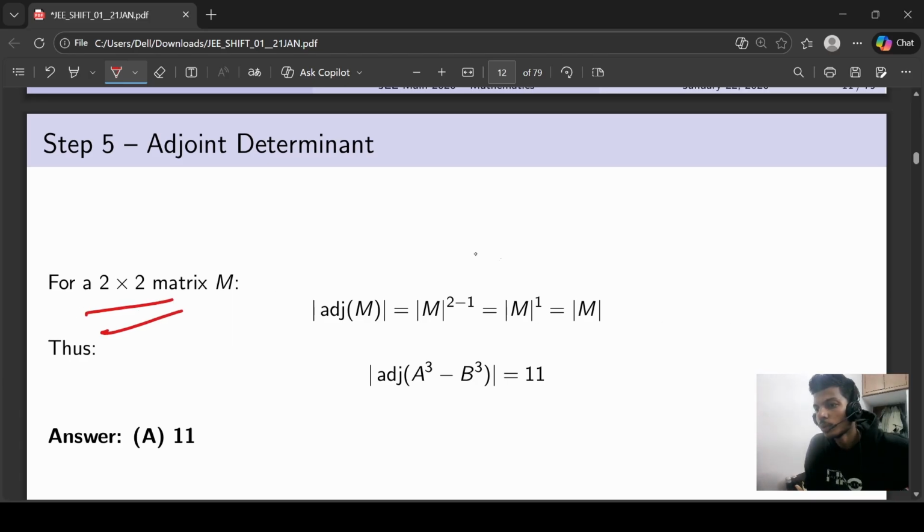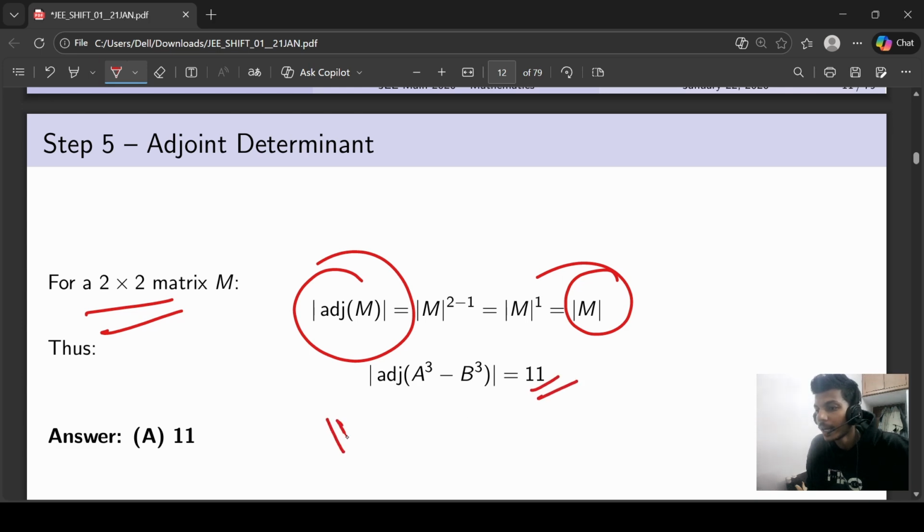For a 2 cross 2 matrix, it's simply 2 minus 1. So the determinant of the adjoint of M is simply the determinant of M, that is 11. So the right answer for this question is option A, right?